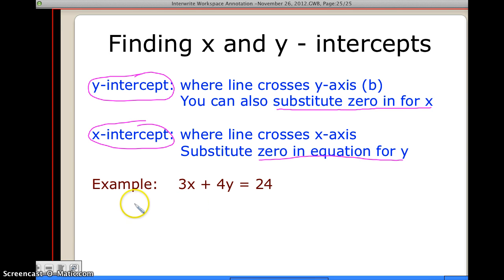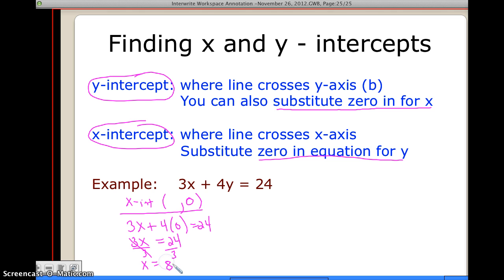So let's go ahead and find the x-intercept first, which is going to be putting 0 in for y, so it's going to be something comma 0. I'm going to substitute 0 in for y, and that's going to give me, I'm going to solve for x, 4 times 0 is 0, and 3x plus 0 is 0, so just drop down my 24, divide both sides by 3, and I get x is equal to 8.